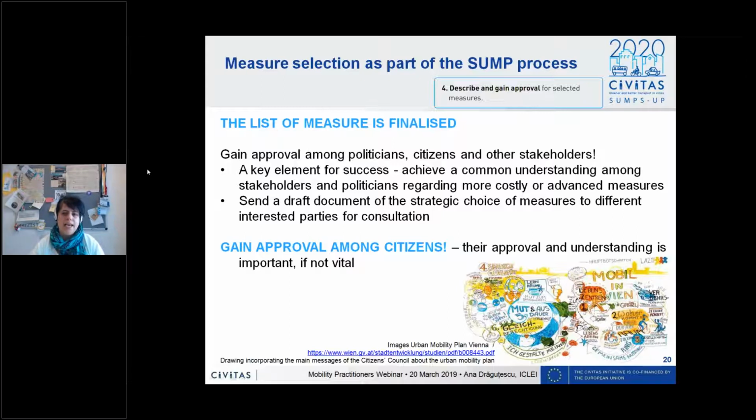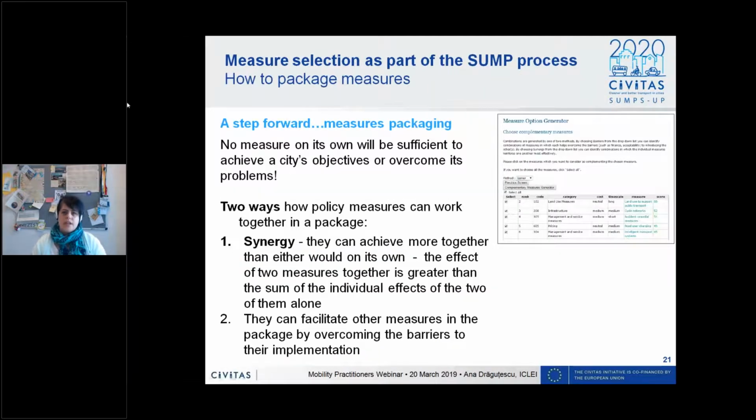As you see in my slide, this very colorful scheme has been developed by the city of Vienna when developing their SUMP, and it's an image, a drawing incorporating the main messages that the Citizens Council have had for their urban mobility plan. So it's really very important to agree with the citizens that these are the measures and the best things to implement for their cities.